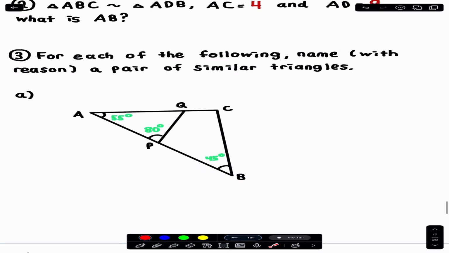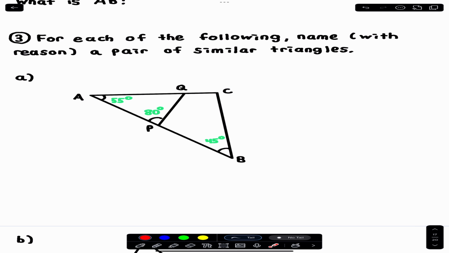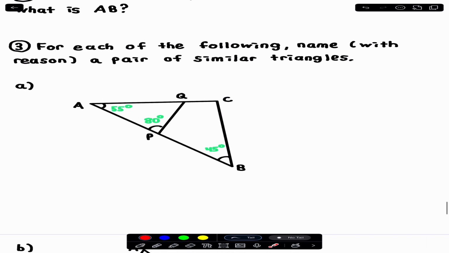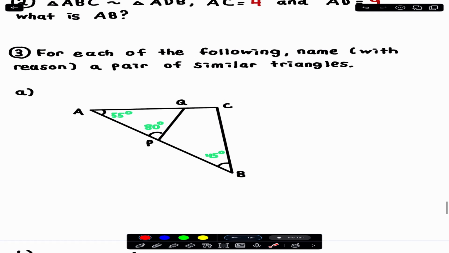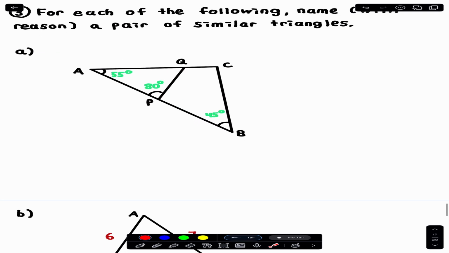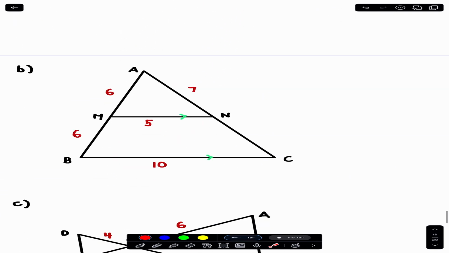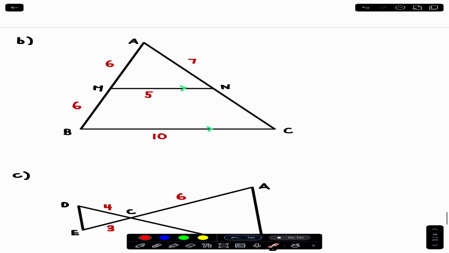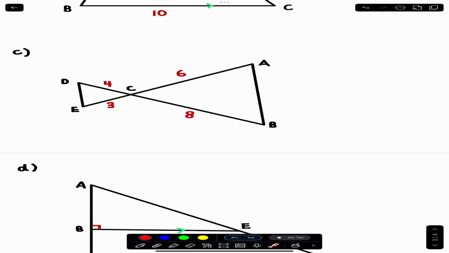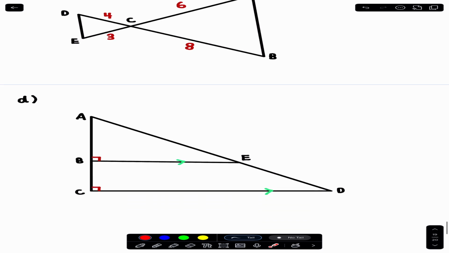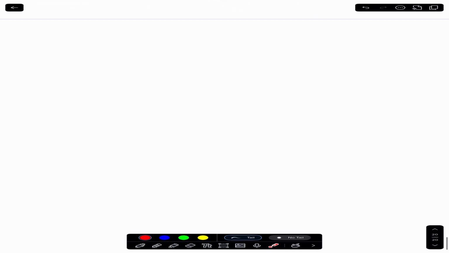And then question 3 is very similar to what we did at the end in class, just some more challenging problems. So for each of the following, name with reason, and when I say with reason, it means one of the 3 methods. So say either by AA, SAS, or SSS, and then just write me a pair of similar triangles. So we have a few problems that look like this. This, parallel lines. Over here, more parallel lines here, and that's it actually.